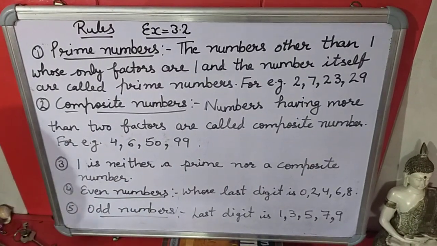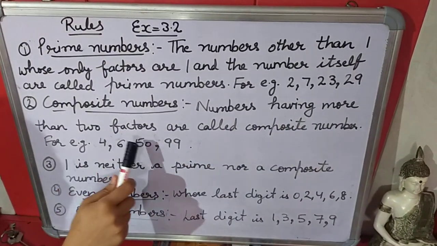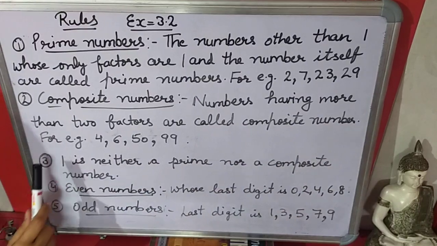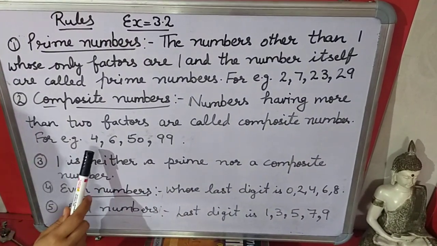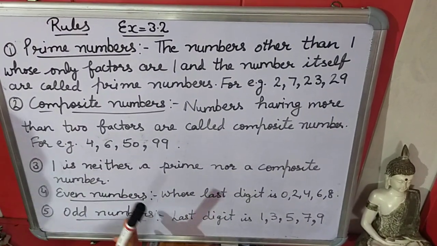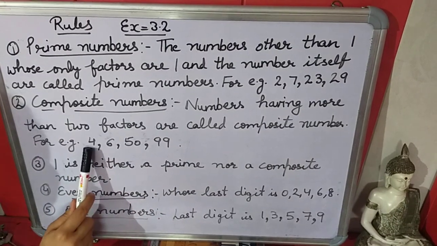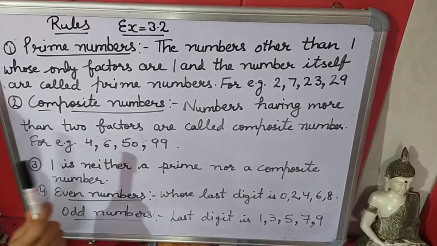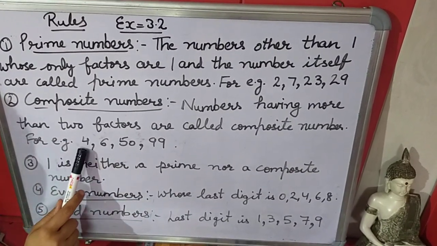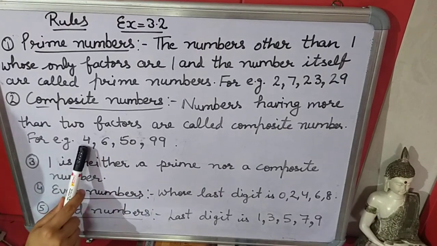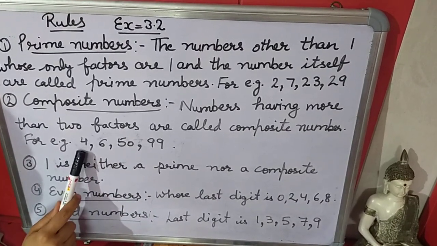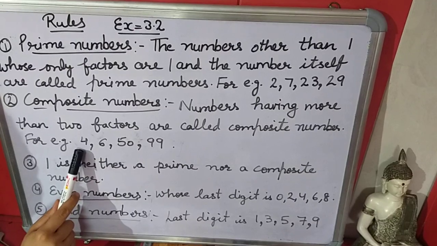Second is composite numbers. Numbers having more than two factors are called composite numbers. Simple. A number which has more than two factors, like 4. 4 has more than two factors. 4 will come in the table of 1 and the number itself, and 2 also. 2 2s are 4. So 4 is a composite number.